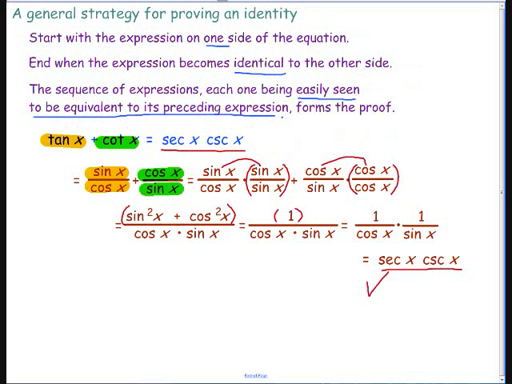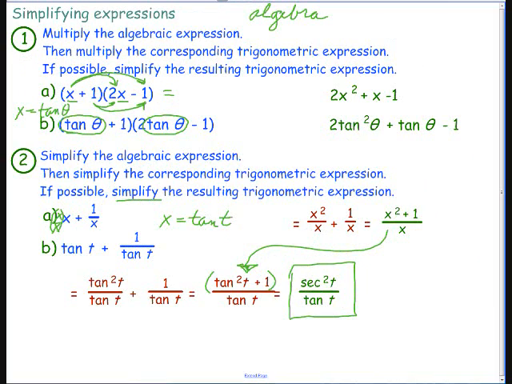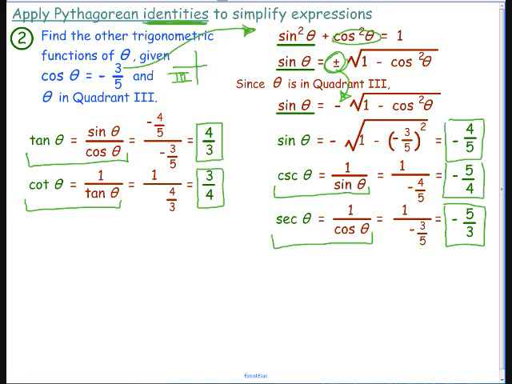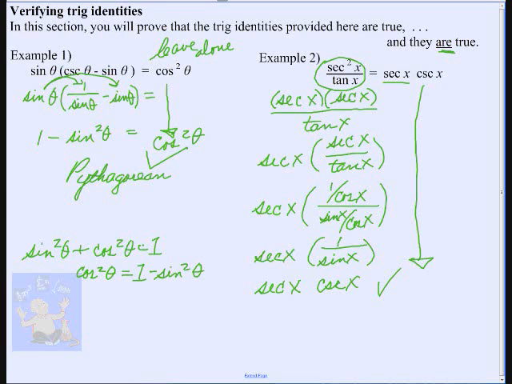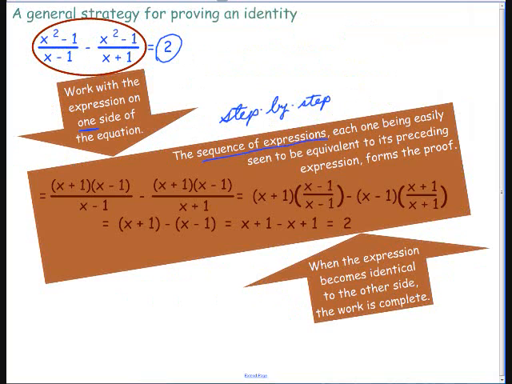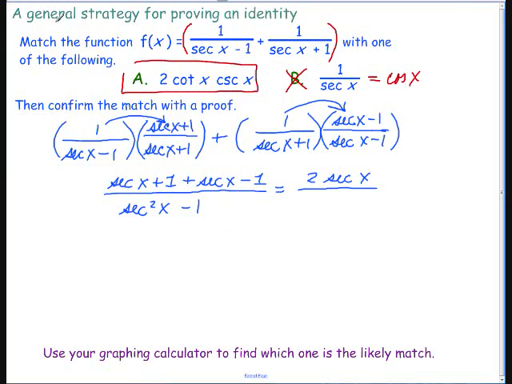Let's look at our Pythagorean identities. Keep going back there a lot, don't we? Secant squared minus 1. Well, if I subtract 1 from both sides, I've got tangent squared, haven't I? So that's the same as tangent squared x.